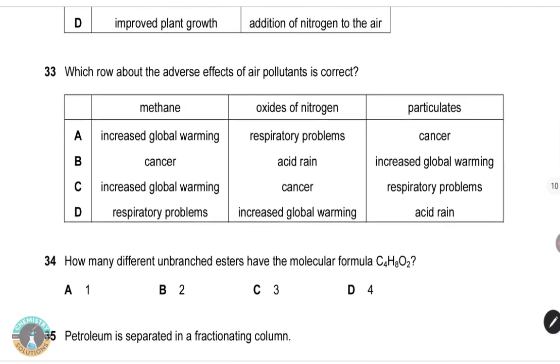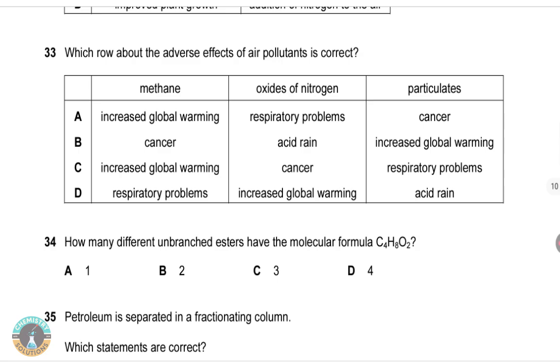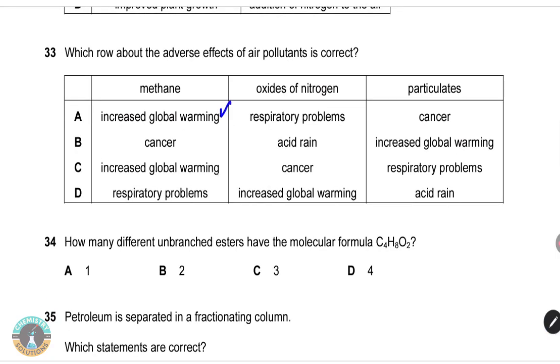Which row about the adverse effects of air pollutants is correct? Air pollutants. So, methane increases global warming. Yes, because methane is a greenhouse gas. It increases global warming. First, this one is correct. Increased global warming here as well. Oxides of nitrogen, respiratory problems. Yes, not the cancer. Particulates, yes, cause cancer. Particulates basically cause cancer. So option A is correct.